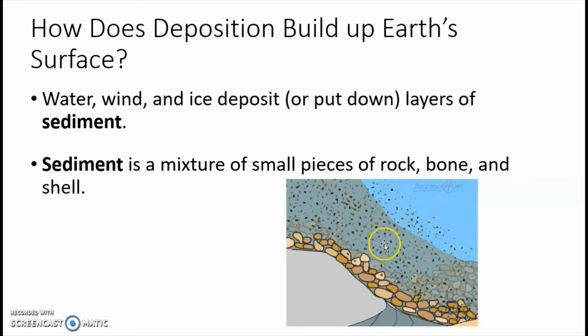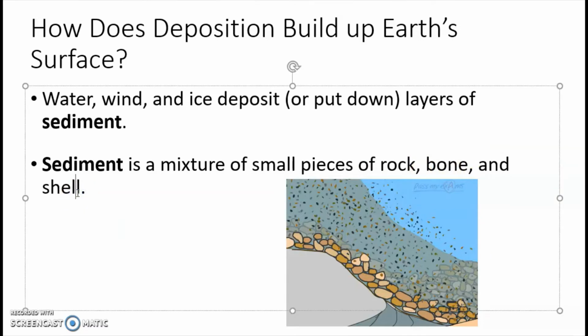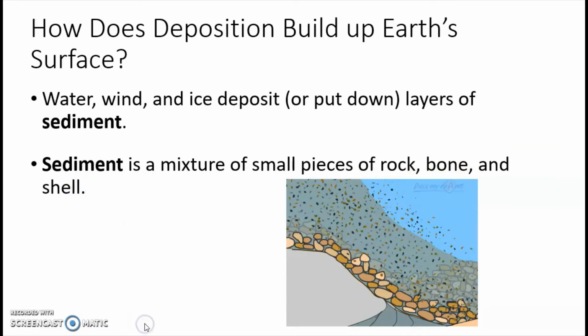These little bits of rocks and dirt are called sediment. Sediment is a mixture of small pieces of rock, bone, and shell. Bone is like the bones inside us and inside animals, and shell is like the seashell you see when you go to the beach.